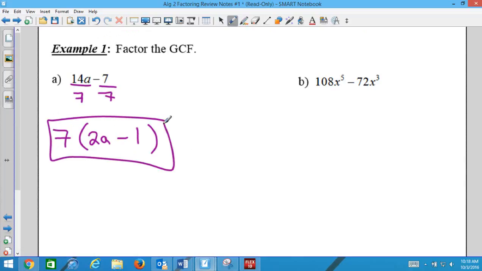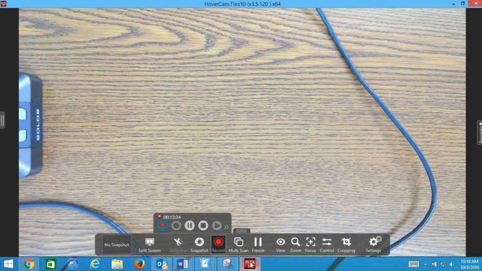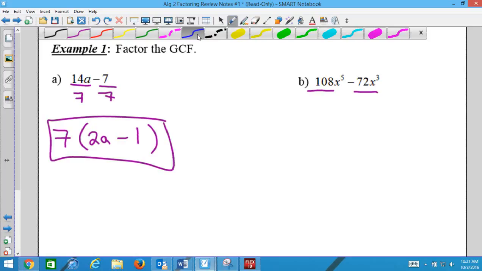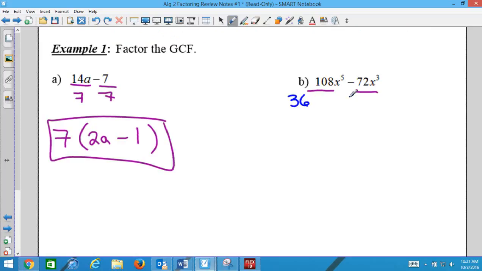B. First thing you have to do is you have to figure out what is the greatest common factor. So I'm going to give you a moment to goof around on your calculators and figure out what is the greatest common factor of both terms. So first of all, does your answer for A look like my answer for A? Let me pause it.